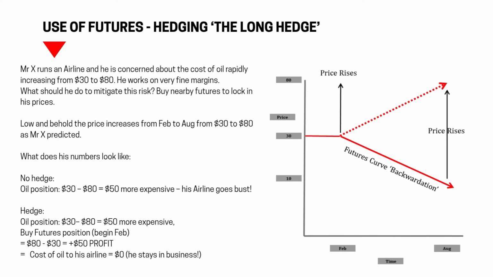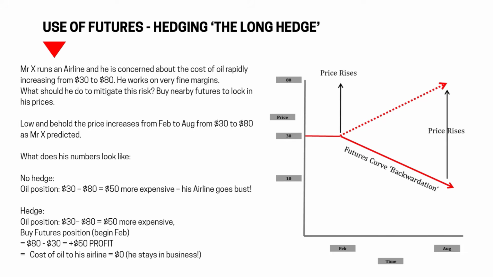So we know that Mr. X bought those nearby futures to lock in his prices. If he didn't hedge, the oil position went from $30 to $80. That's $50 more expense that he has to factor into that ticket price, and his airline probably goes bust. But if he hedged the position, remember he bought the futures, he would have lost $50 on the price rise of the actual oil, but the derivative contract, the futures he's buying, went up from 30 to 80. So he's actually made $50 of profit there.